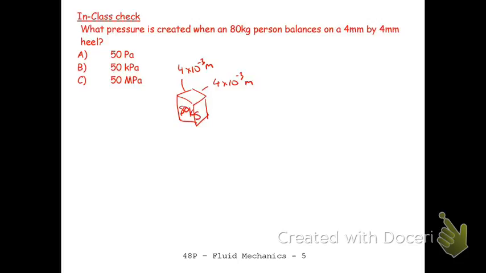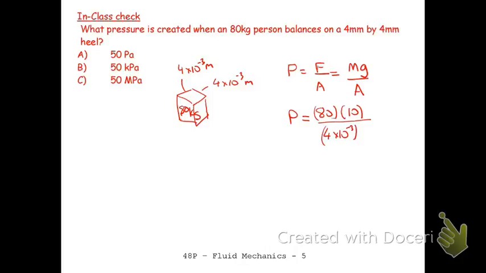80 kilograms. And I say, well, my pressure is equal to force per unit area. And of course, my force is my weight, not my mass. That is equal to mg over A. So my pressure is equal to 80 times 10. And I've not given you the area. I gave you the length of side. And so we have over, well, it's going to be the length times the breadth, which is 4 times 10 to the minus 3 over 4 times 10 to the minus 3.